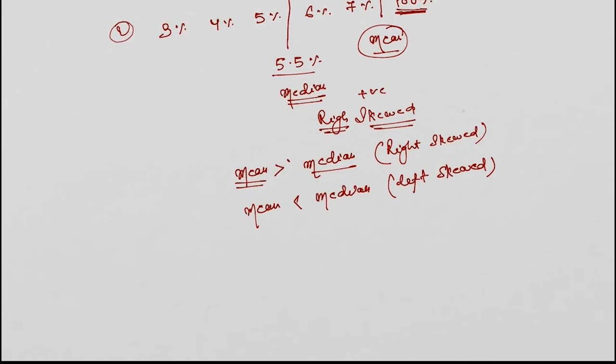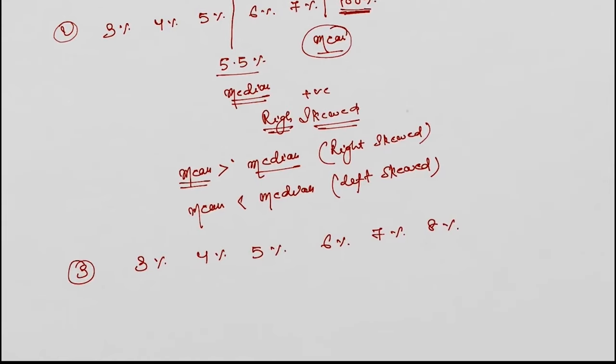For example, example number 3, if I have data 3%, 4%, 5%, 6%, 7%, and 8%. Now, if I ask you what is the mean and what is the median, I have added a value in the right hand direction, right? The median is 5.5% because that is the line which bisects the data set into two equal halves. What is the mean? 3 plus 4 is 7, plus 5 is 12, plus 8 is 20, plus 6 is 26, plus 7 is 33, divided by 6. You will get 5.5. So the mean is equal to the median.